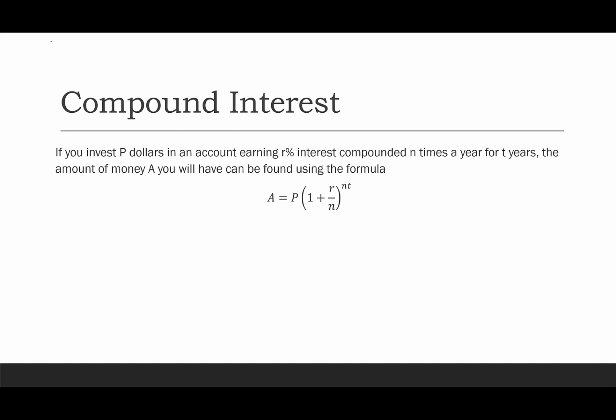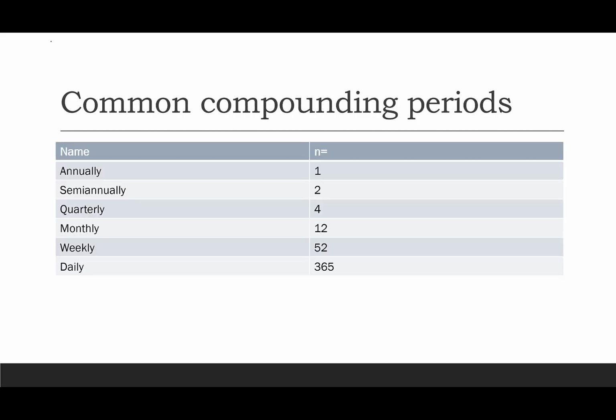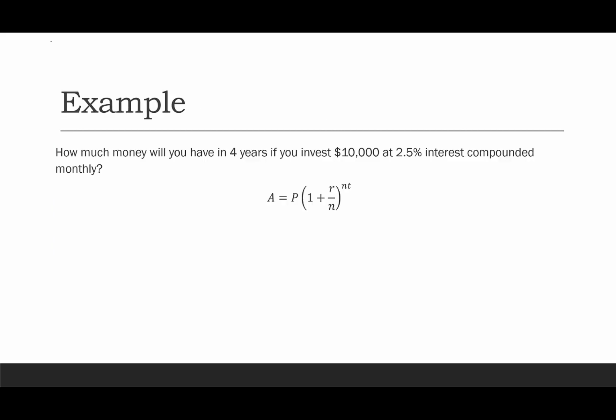Let's look at some common compounding times. So annually means once a year, semi-annually would mean twice, quarterly would be 4 times a year, monthly would be 12, weekly would be 52, and daily would be 365. It will say within the problems what you're supposed to do, and you don't have to guess which number to use. So let's take our first example.